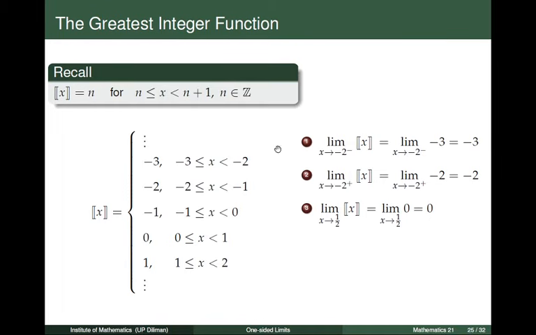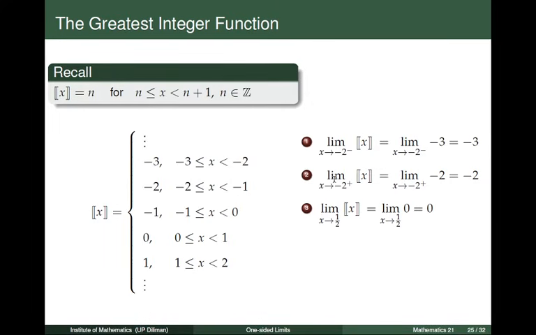And so, if we want the limit of the greatest integer of x as x tends to negative 2 from the left side, this greatest integer of x here will be replaced with negative 3. And so we will have the limit of negative 3 as x tends to negative 2 from the left, which is equal to negative 3. So this limit here is equal to negative 3.